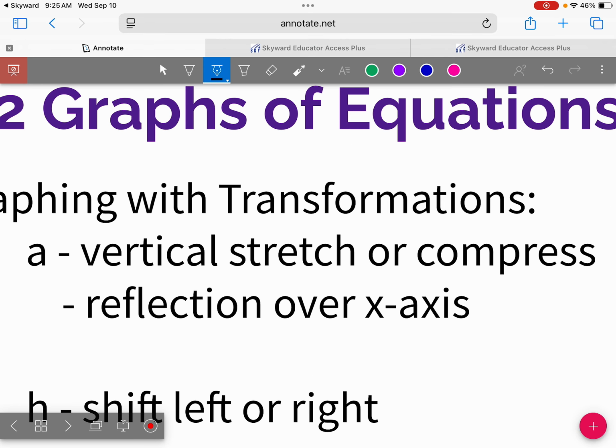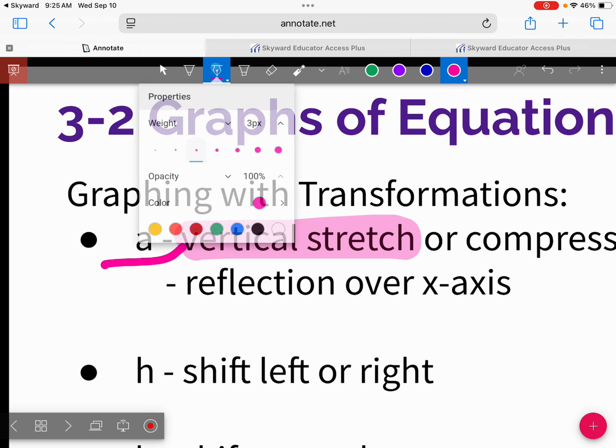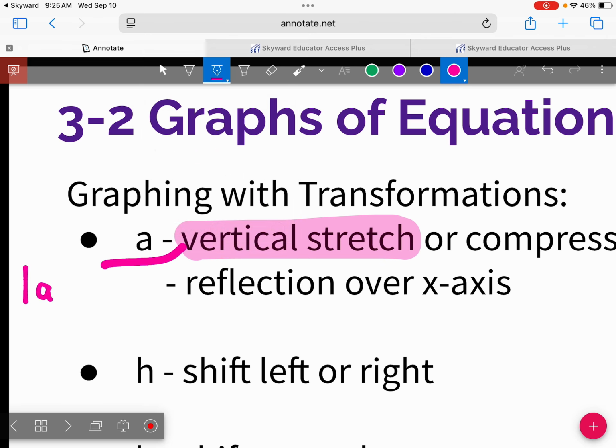So A will do a vertical stretch. If you want a shorthand for it, vertical stretch would be if the absolute value of A is greater than 1. So it could be positive 2, positive 3, positive 7. Could be negative 2, negative 3, negative 7. It's still going to be a stretch where it gets tall and skinny. It's stretching.